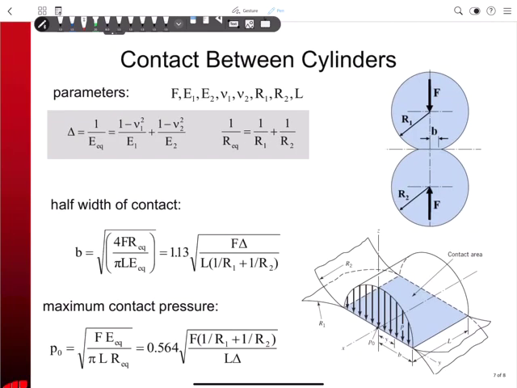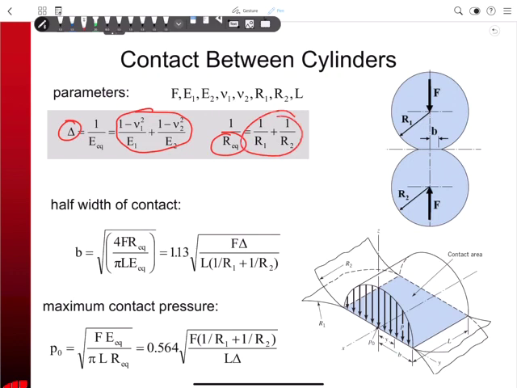So we're going to start to bundle these up. We're going to say this delta parameter is the Young's moduli and the Poisson's ratios all bundled up into this delta parameter. The equivalent radius, R equivalent, is the sum of these two, just like resistors get added up. Those are the big ones. And these are just algebraic conveniences, so we don't have to write everything out.